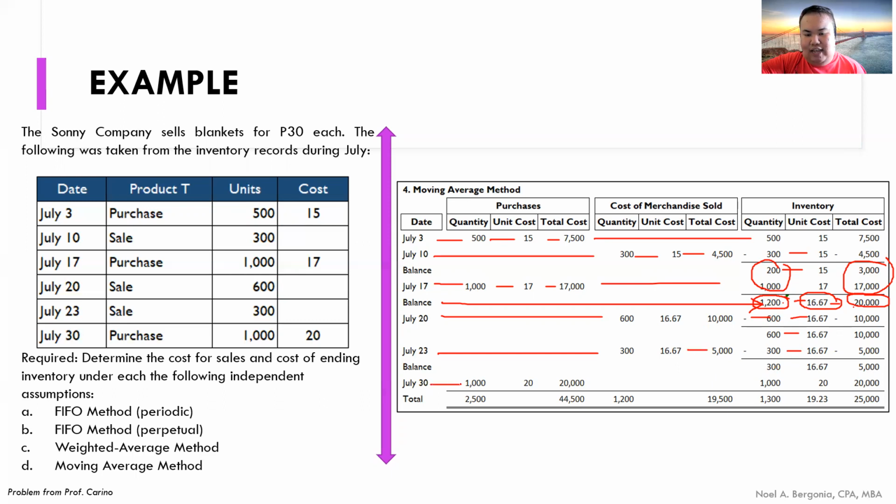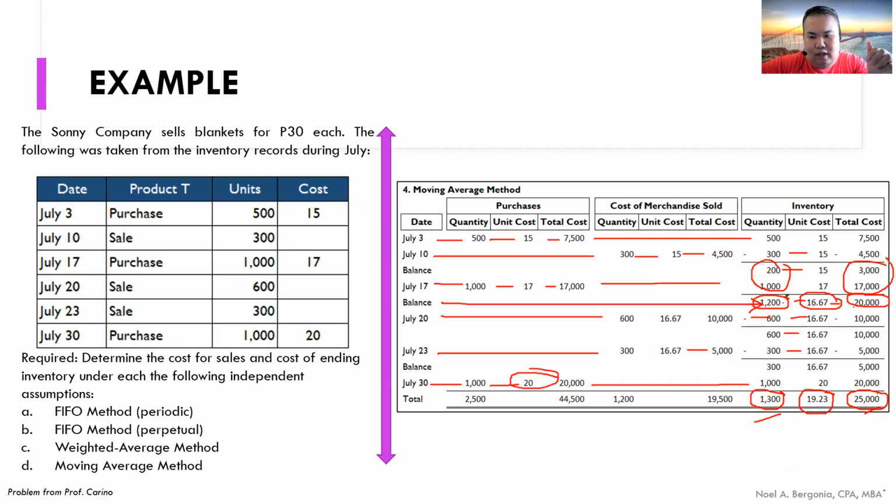Pero nung dumating si July 30, kasi nag-purchase tayo at 20 pesos, okay, so nung gumalaw, we have 1,300 units po at ending inventory, and then 25,000 po yung total cost ng ending inventory. Okay, so 25,000 divided by 1,300, so that's an average unit cost na bago as of July 30 na 19.23. Okay, so nagkakaroon ng changes actually typically kapag meron tayong binibili, lalo na kung yung binili natin is higher or lower yung price compared with the previous na mga average balances.